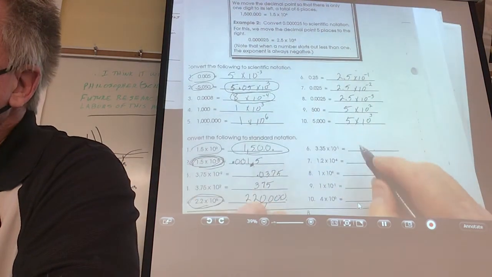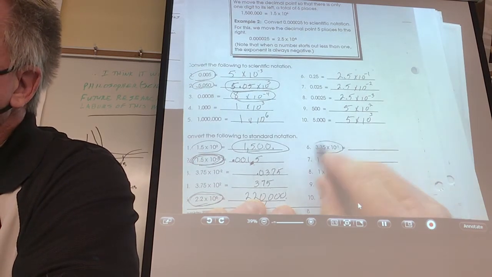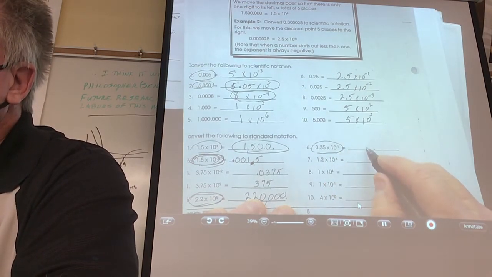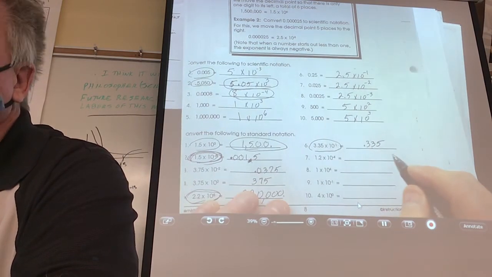All right, next. Okay, negative 1, so it's going to be a little number. Yeah, so we got to move it over 1 to the left, so it's going to be 0.335. Good. Next.